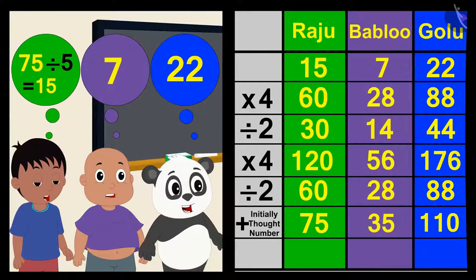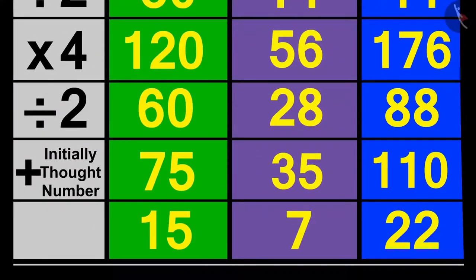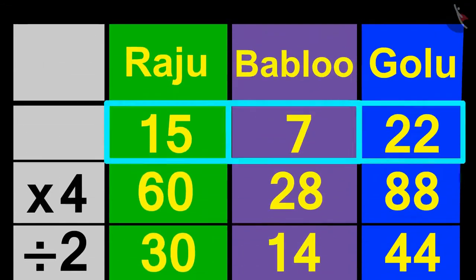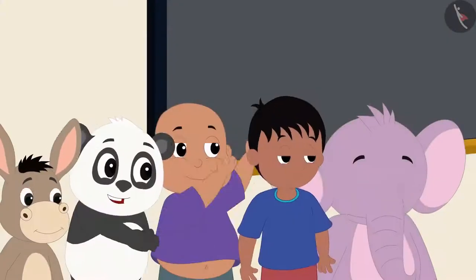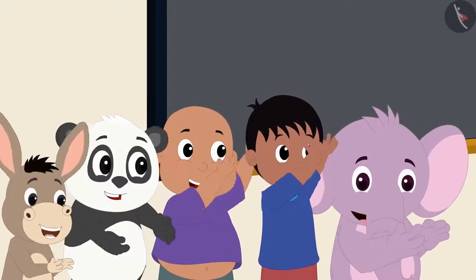Sher Khan's magic is really amazing. They finally found the number they had initially thought about. All the children started cheering and clapping loudly.